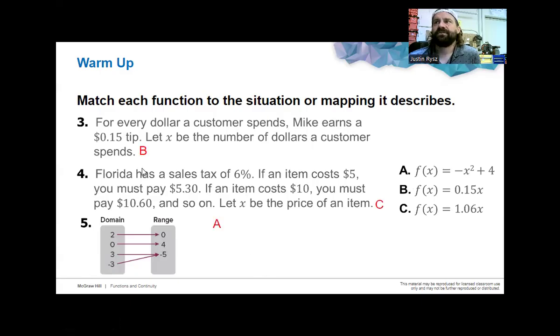All right, and here should be the answer. The first one should be B, so we got f of x equals 0.15x. A couple dead giveaways: the 0.15 tip, you're going to have 0.15 in the function. Next one, we have 6%. Remember, 6% as a decimal is 0.06, you move that over 2 spots. And the reason why it's 1 plus that is because we're paying 100%, so 106% of the item. One thing you can always check is to plug it in. 5 times 1.06 is 5.30. Same thing with 10: 10 times 1.06 is 10.60.